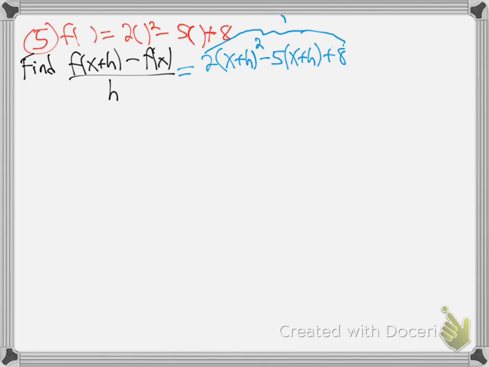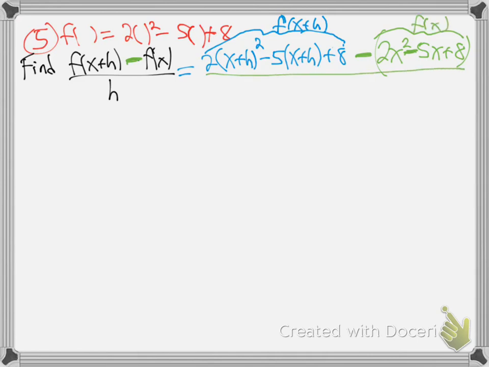That right there is f of x plus h minus f of x. 2x squared minus 5x plus 8. This is f of x, all over h. Okay, so this part here, I'm going to work it out. It's 2, and you got to write x plus h.